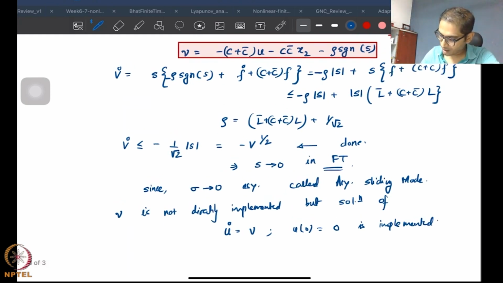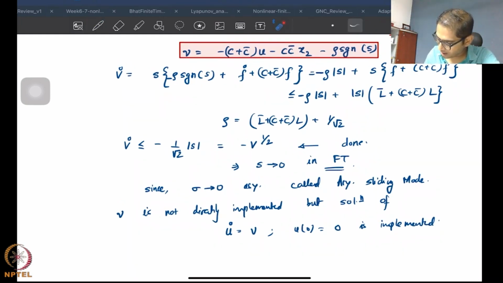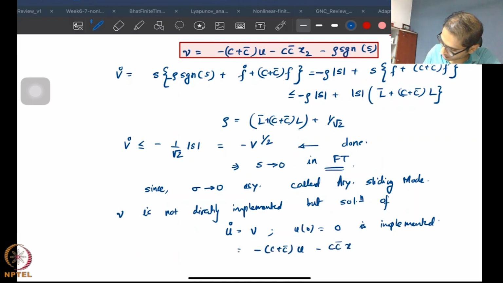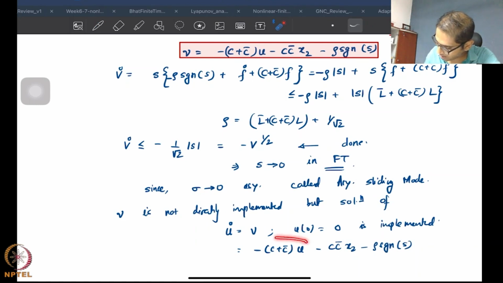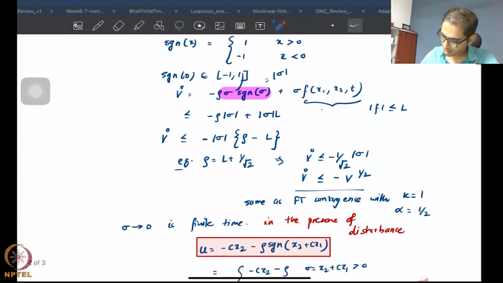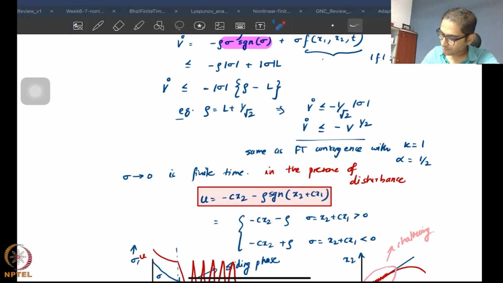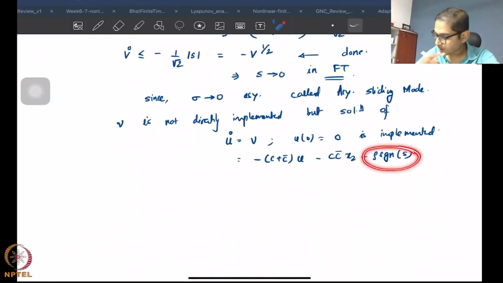First of all, notice that u dot equal to V is a stable system because u dot is equal to minus c plus c bar u minus c bar x2 minus rho signum s. So you see that this is a nice stable term, something nice is happening. And on the other hand, an integral effect happens. In the previous case, the control itself had a signum function. In this case, the control has no signum function. The derivative of the control has a signum function.